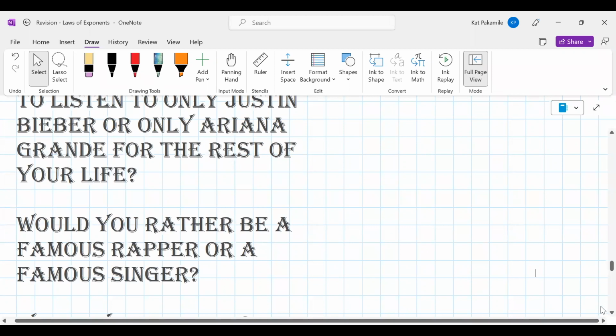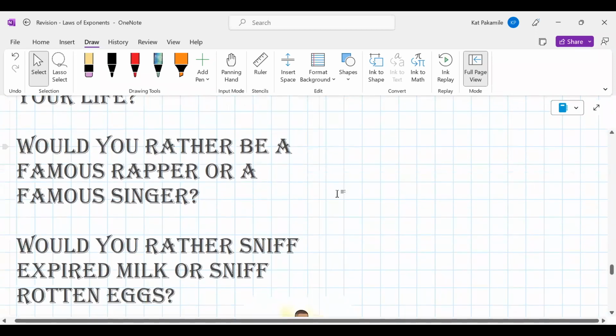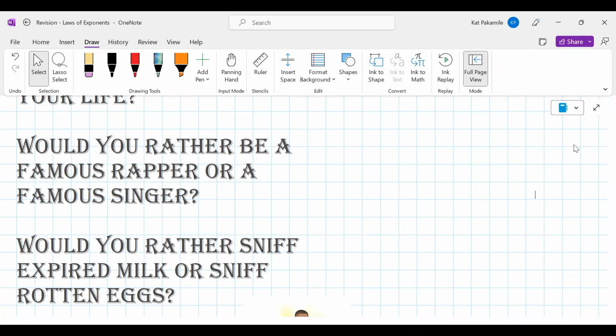Hi, ma'am. Are you ready? Yeah, I'm ready. Would you rather sniff expired milk or expired eggs? Madam, what type of a question is that? Guys, let's upgrade it and say keep them in your fridge. Sniffing is one thing. Would you rather keep expired rotten milk or expired eggs in your fridge?